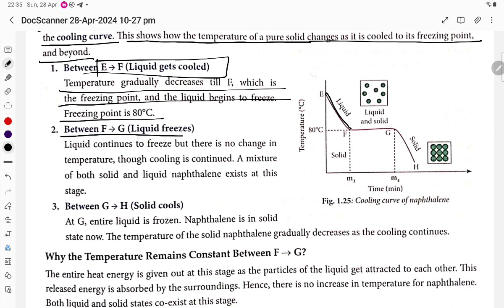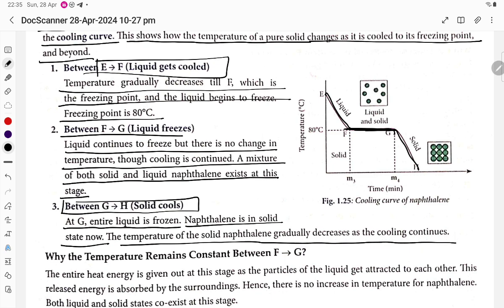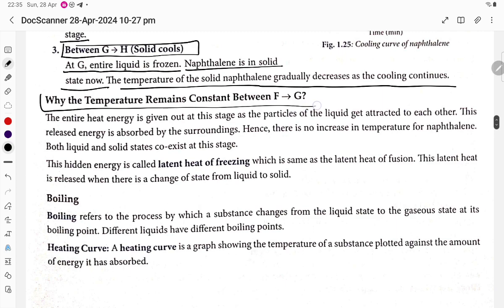Between F and G, the liquid freezes. The liquid continues to freeze, but there is no change in temperature, though cooling continues. A mixture of both solid and liquid naphthalene exists in this state. Between G and H, at G the entire liquid is frozen. Naphthalene is in the solid state. The temperature of the solid naphthalene gradually decreases as cooling continues. Why does the temperature remain constant between F and G?